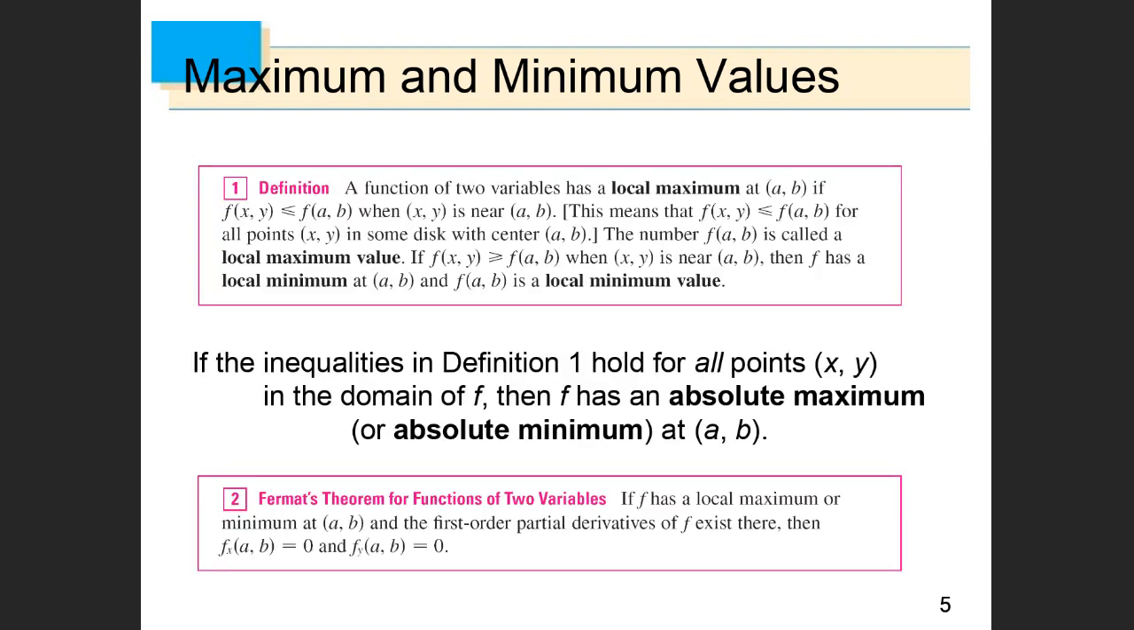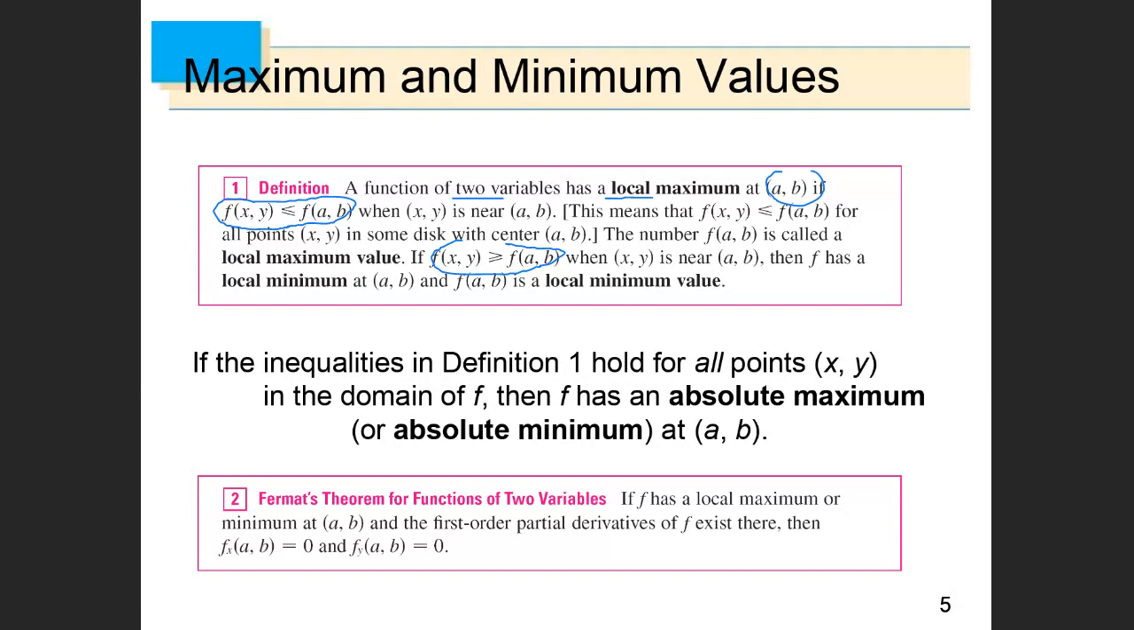Okay. So by definition, a function of two variables has a local maximum at the point, let's say, (a, b), if f of x, y at any nearby point is less than or equal to f of a, b, and it would have a local minimum if f of x, y is larger than or equal to f of a, b in the neighborhood of (a, b). Okay? So in the two cases, we say we have a local maximum and a local minimum.